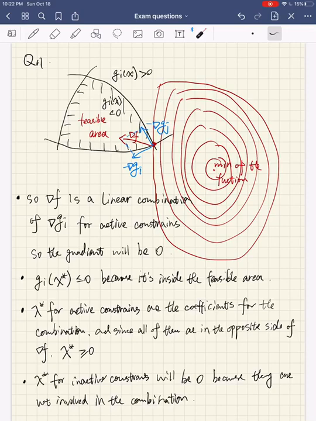And then for those that are not active, basically they're not really in this combination, so we want to leave them out in this case. Therefore they're 0. They're insignificant for the question.